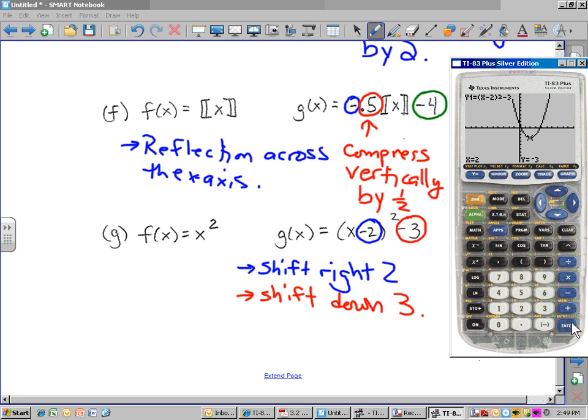So all we're doing is talking about where the original graph starts and where it should be finishing. We should be able to visualize and describe in words exactly what's happening to the original function. That's all we have for this lesson.